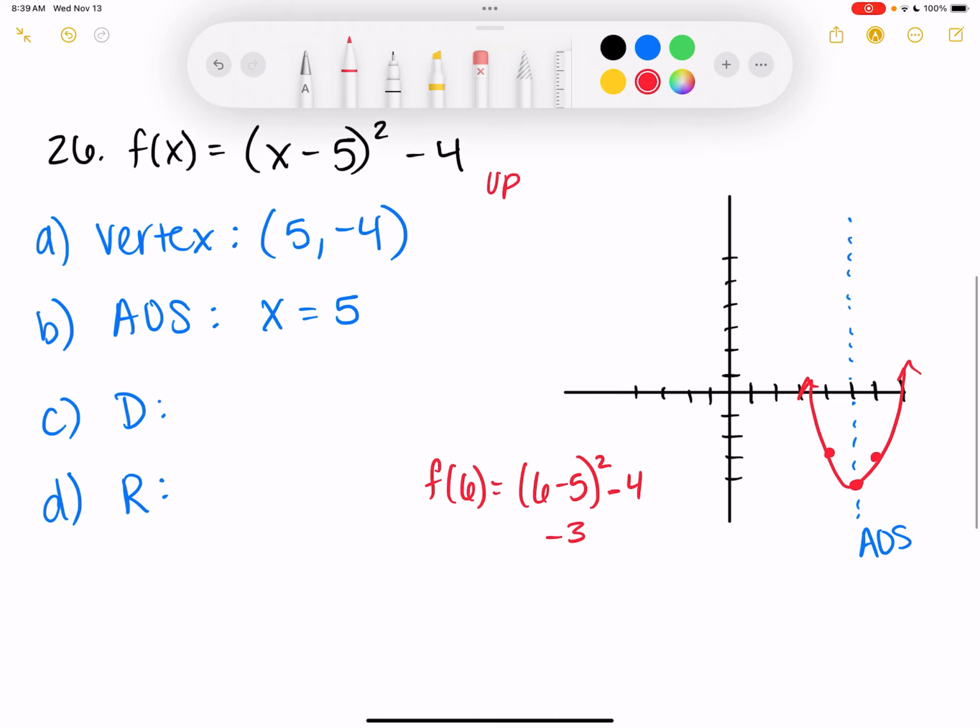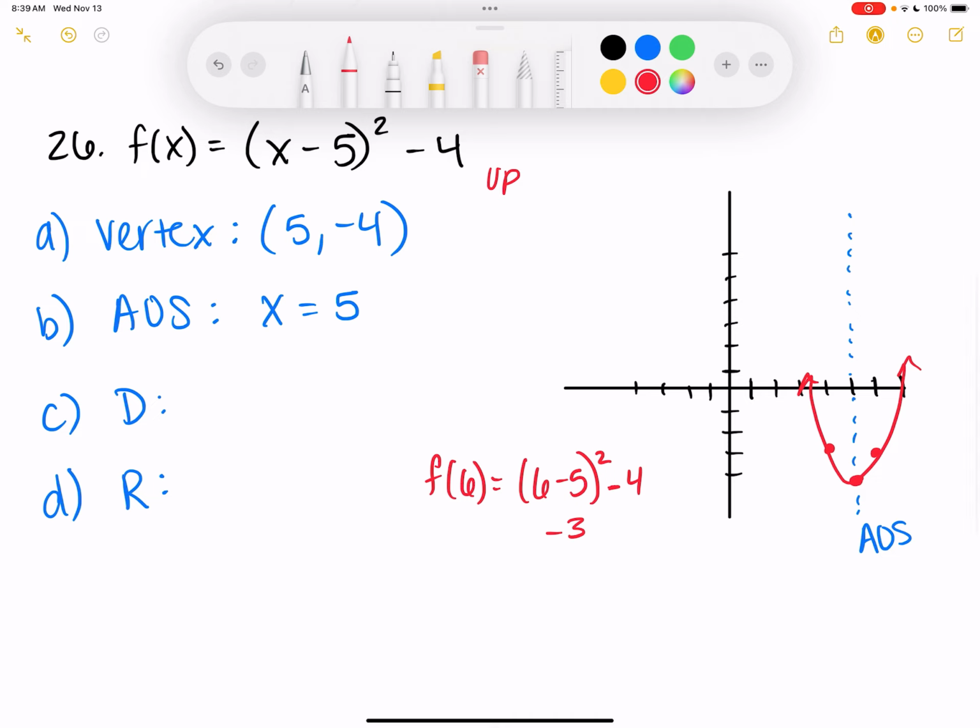All right, now domain. What is the domain for every single quadratic equation on your last test? Yep, -infinity to infinity, or we can just write it as all real numbers. Either way is fine. That will always be the case for every quadratic equation. So you can just memorize domain is always this, okay?